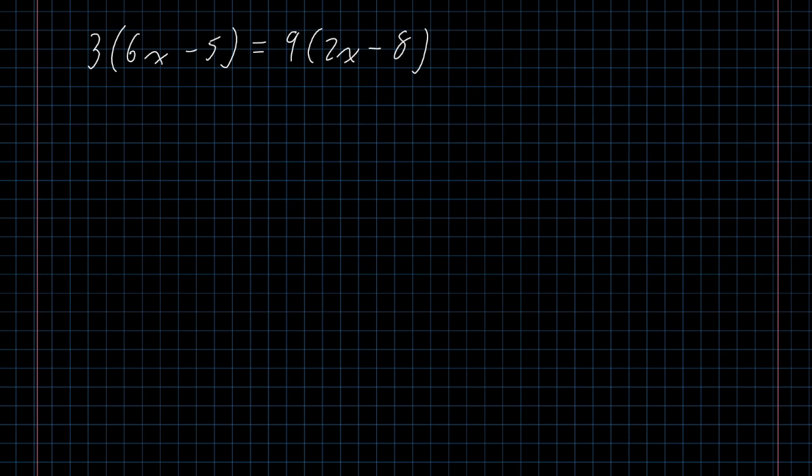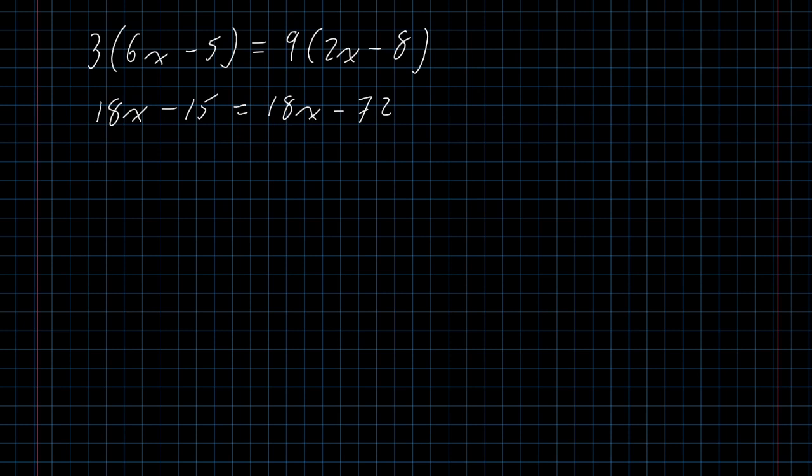Here's another example. 3 times the quantity 6x minus 5 equals 9 times the quantity 2x minus 8. I have parentheses on both sides of the equation, which is going to make things a little bit interesting, but we can, once again, use the distributive property. 3 times 6x is 18x. 3 times minus 5 is minus 15. 9 times 2x is 18x. 9 times minus 8 is minus 72.